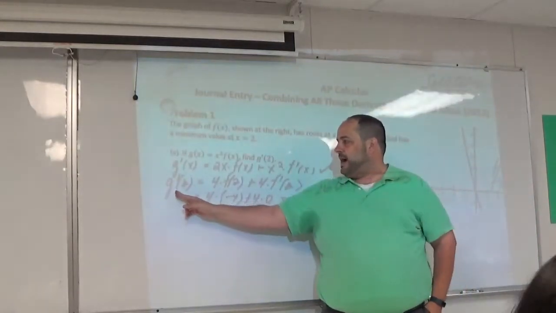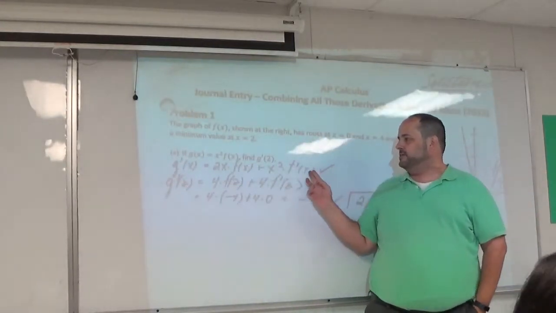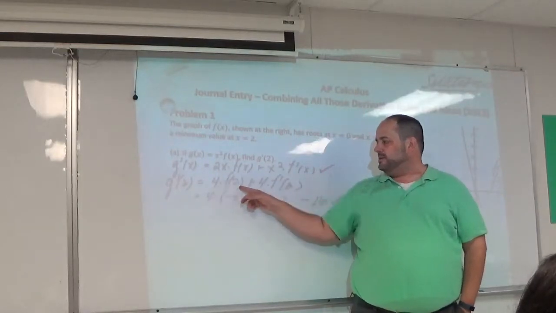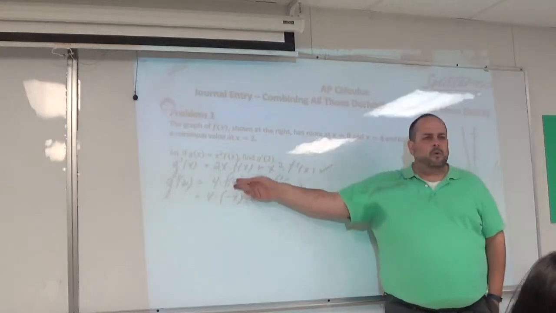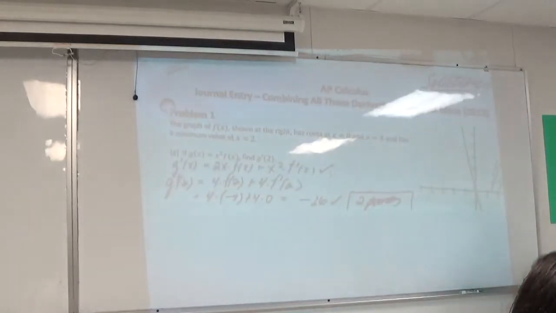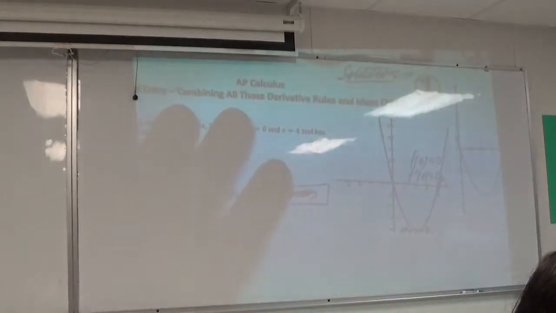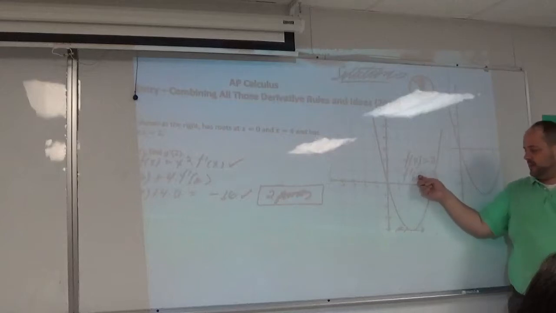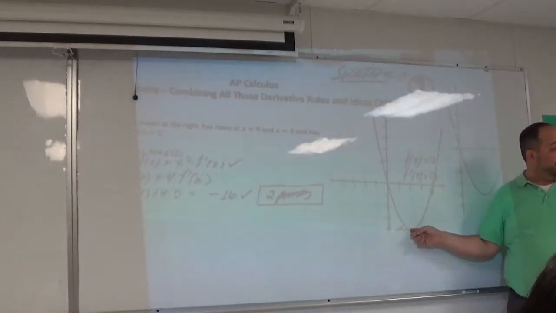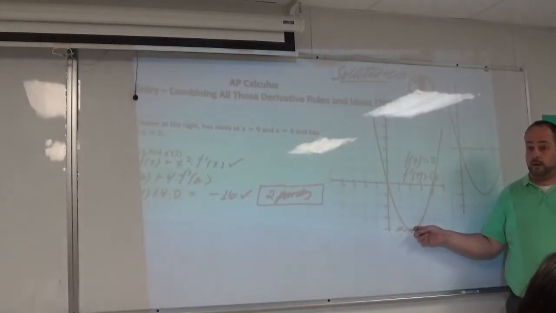To find g prime of 2, now you're going to plug in 2 everywhere there's an x. 2 times 2, 4 times f of 2 plus 4 times f prime of 2. Well, where am I going to get f of 2 and f prime of 2 from? The graph. We're going to have to look at the graph. F of 2, if this is the graph of f, f of 2 says look at the y value. F of 2 is negative 4.